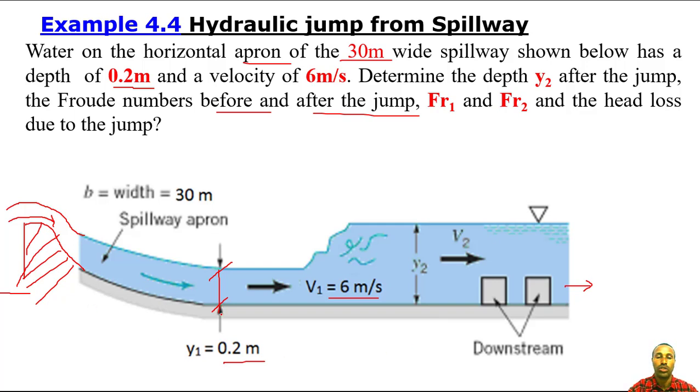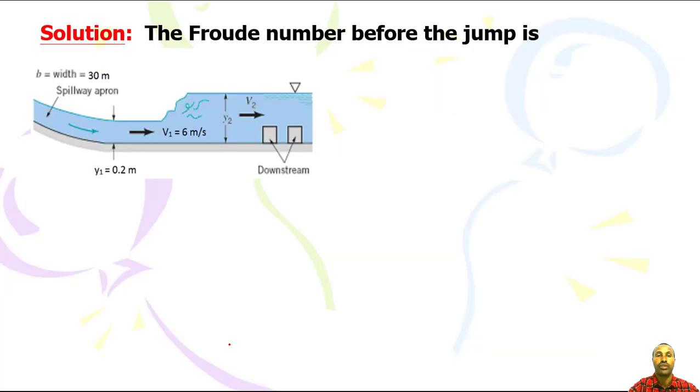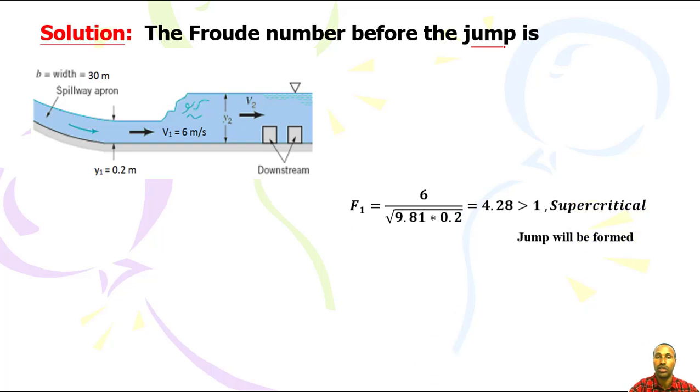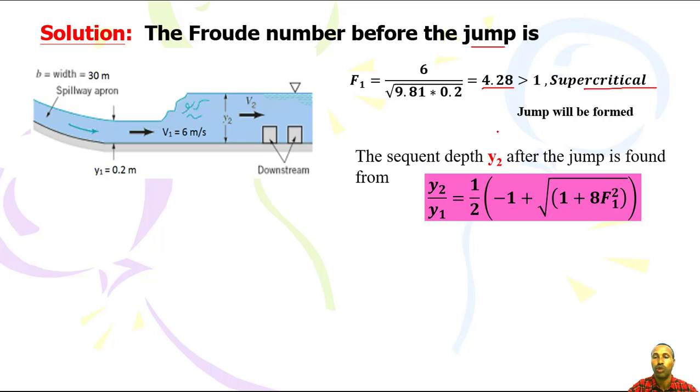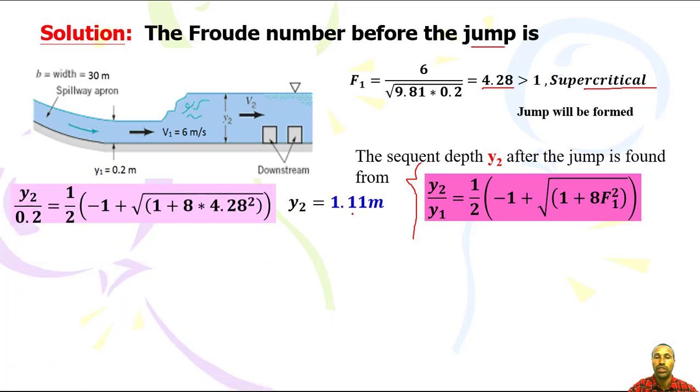So let's see now the calculation. The first step is to identify the flow region in the upstream region. The Froude number before the jump should be computed first. F1 is equal to V1 over square root of g y1. So you have 4.28, which is greater than 1, which is supercritical flow. So a jump will be formed. Then the sequent depth y2 after the jump can be found from the hydraulic jump equation. After calculation, you get y2 will be 1.11 meter.